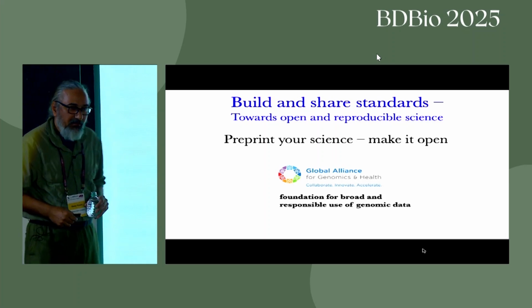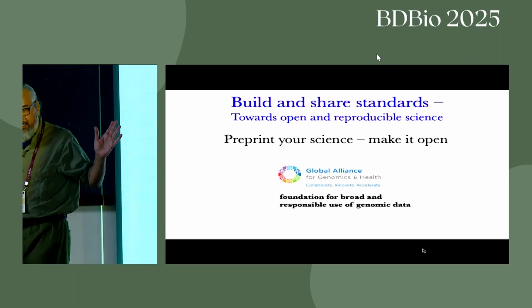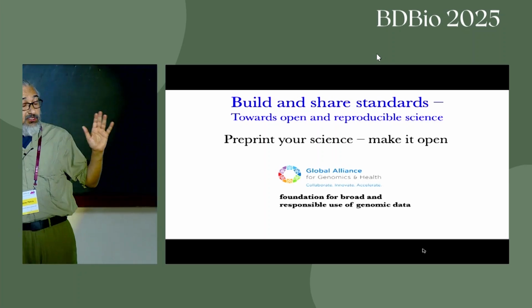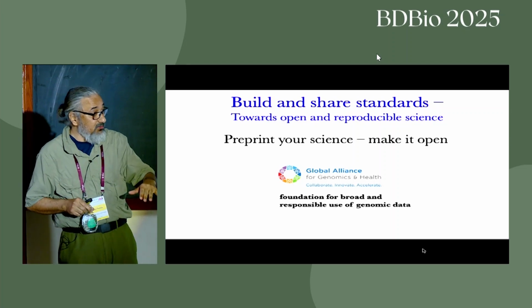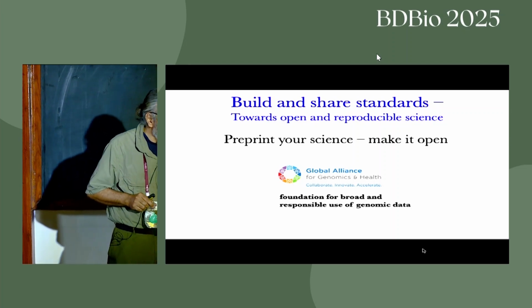The second, practice open science. Obviously, the CS community is very good and the physics community is very good at putting things in preprint. The biology community is lousy. They're extremely cagey. They don't share.